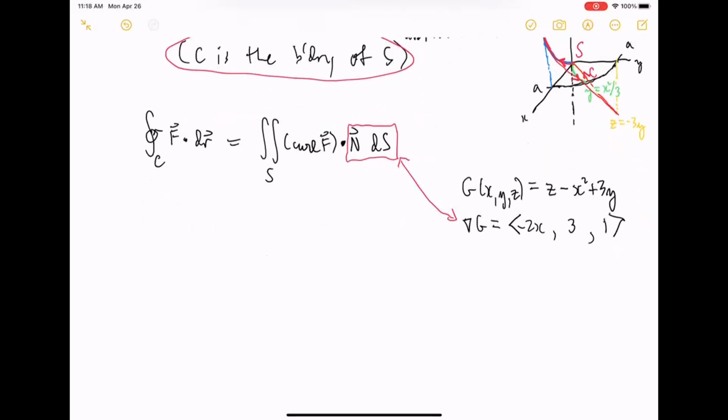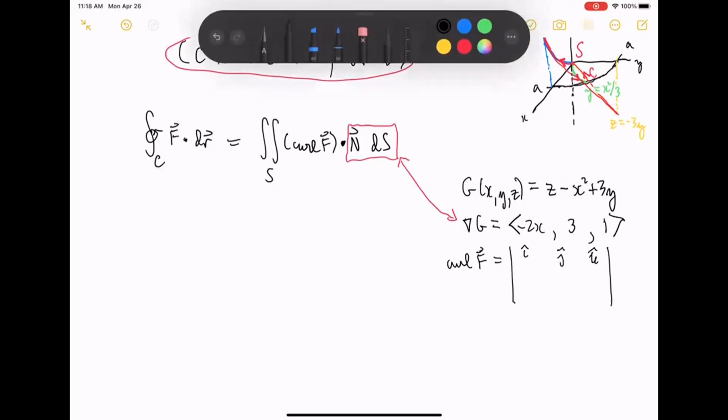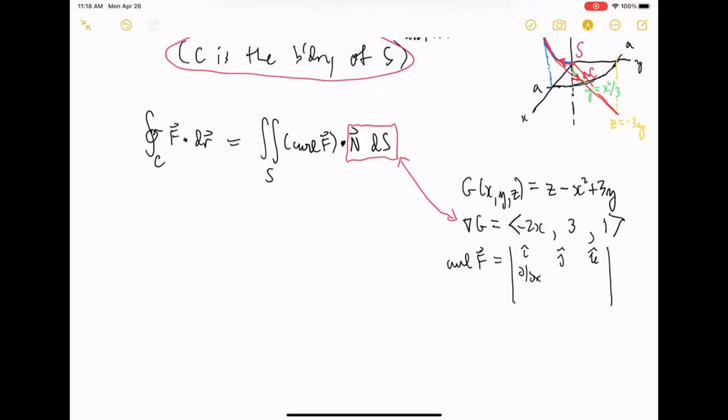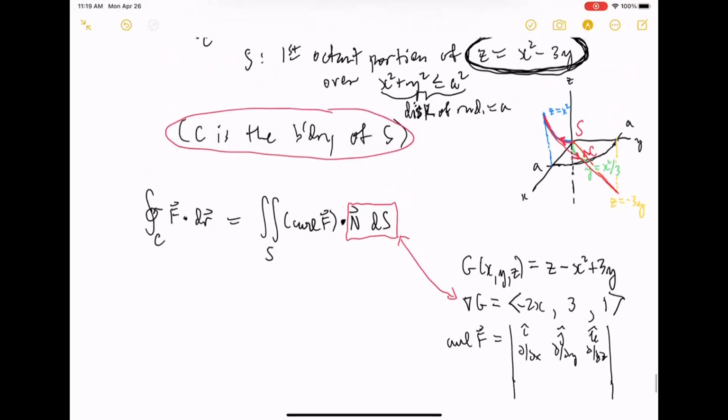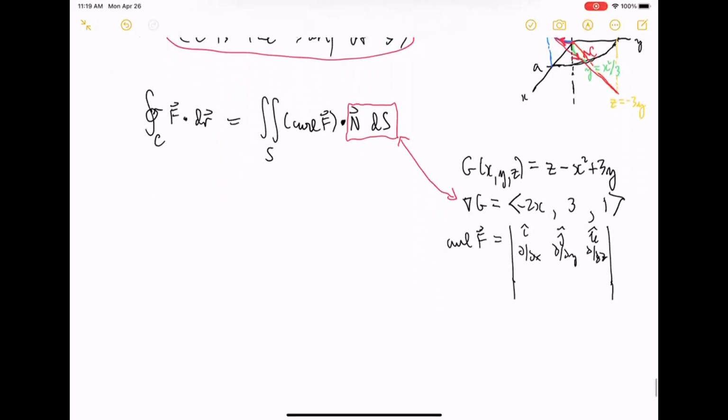Okay, so what about curl of F? Let's think about the curl of F. What is the curl of F? Well, that's going to be the determinant of this thing, right? i, j, k, and I have partial x, partial y, partial z. And then I have, what was my function again? It was xyz, y, and z. So x, y, z, y, and z.